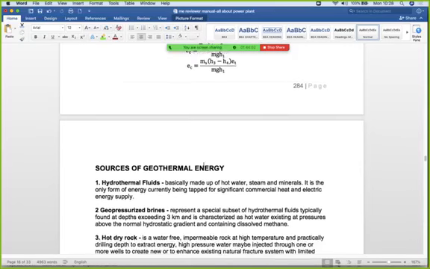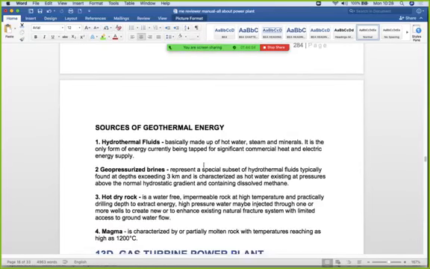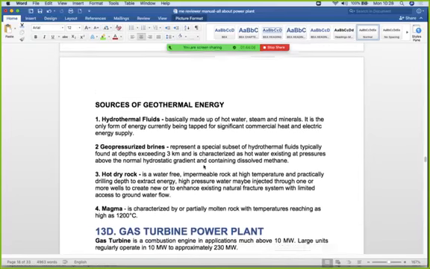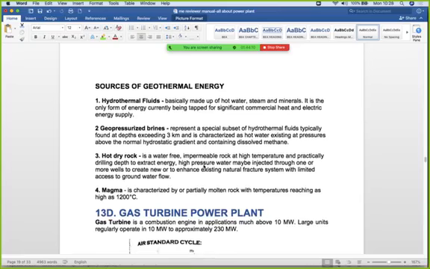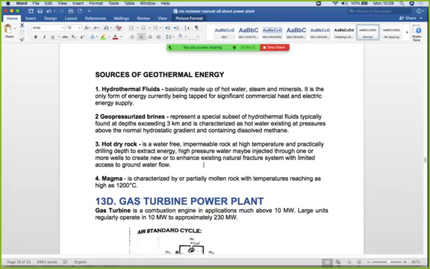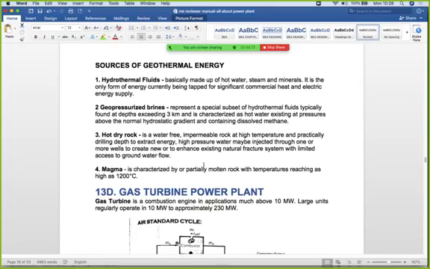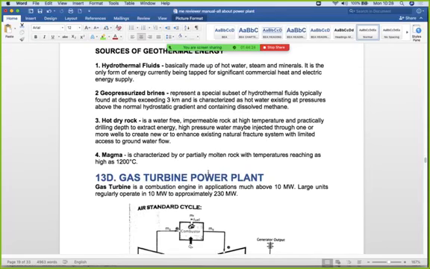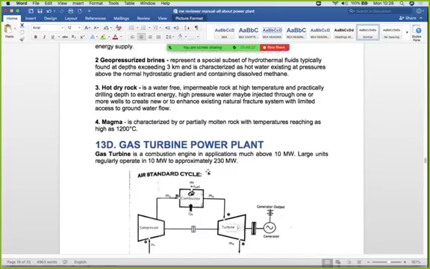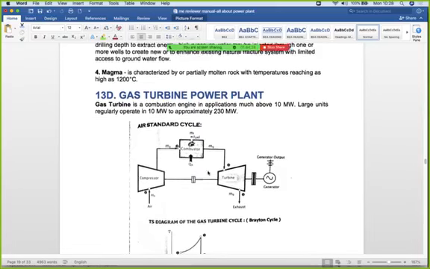So we have the sources of thermal energy: hydrothermal fluid, geopressurized brines, 3 kilometers from the ground, hot dry rock, magma. When you see magma, molten rock, that is 1,200 degrees centigrade. Can you imagine that? So we are done with geothermal. We go now to the gas turbine plant.